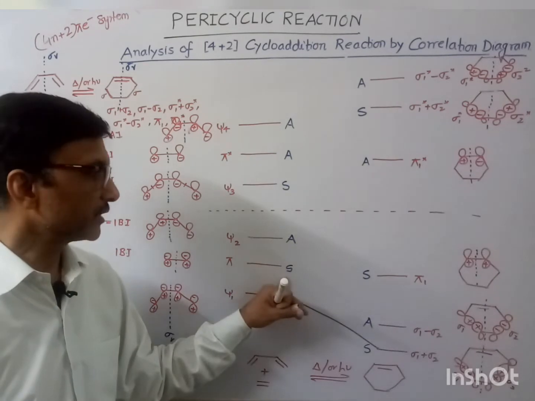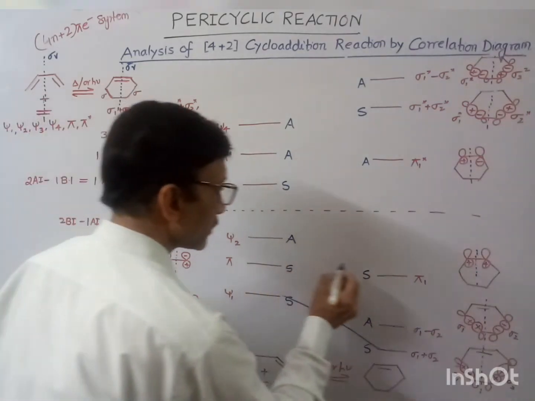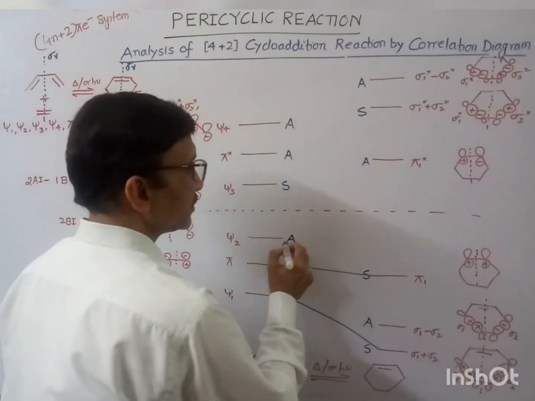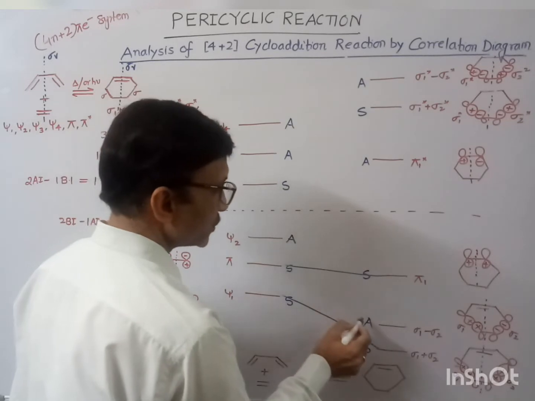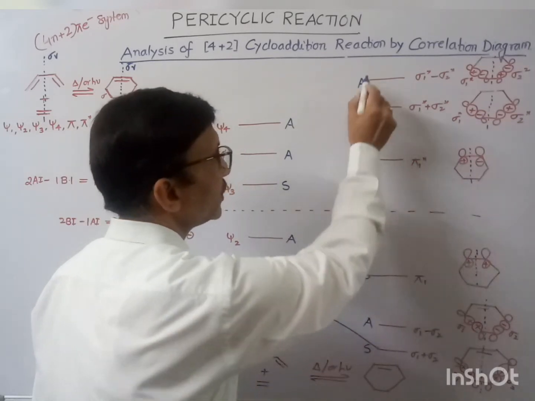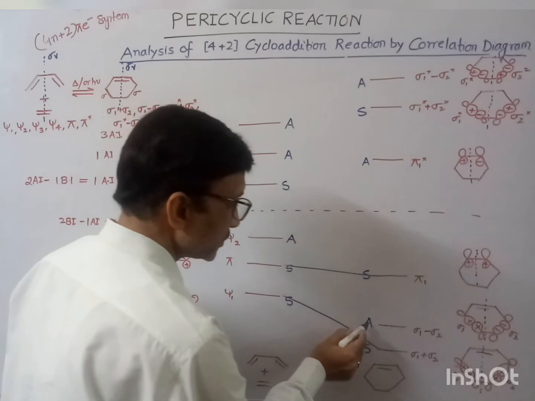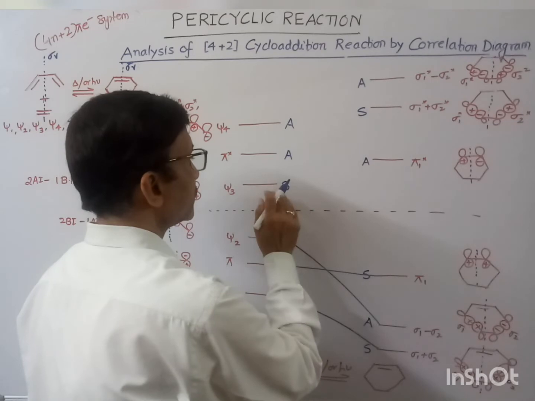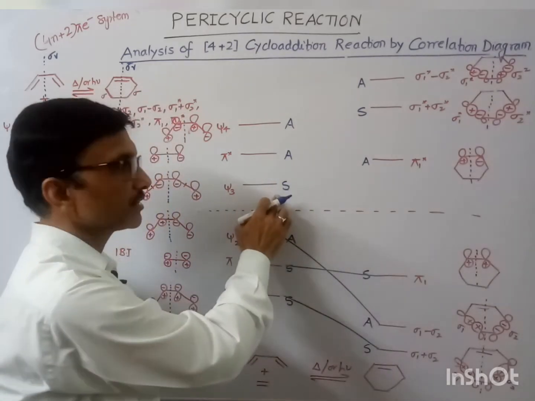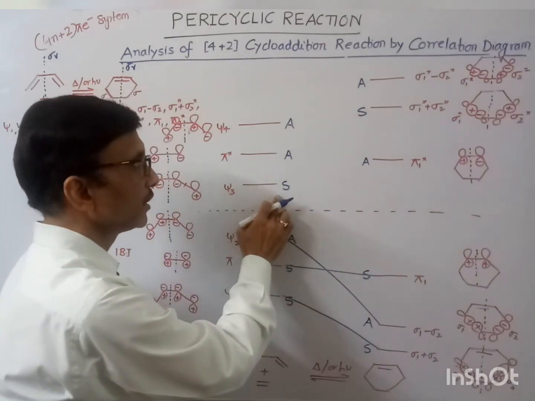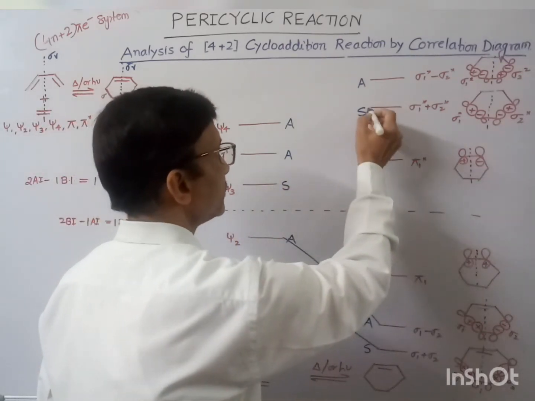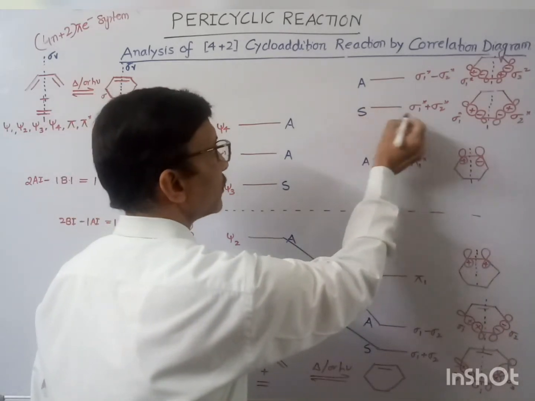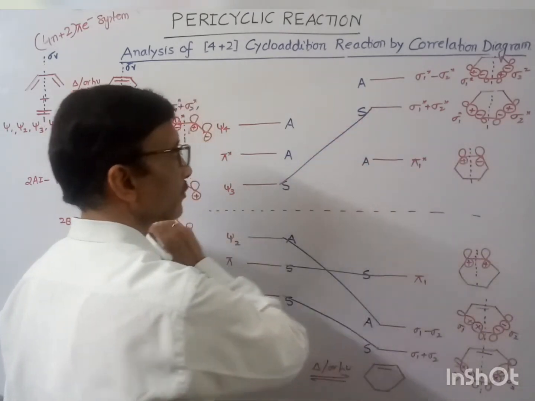Now this symmetric one may be joined here like this, and this anti-symmetric should be joined with anti-symmetric. Here in the product we have 1, 2, 3 anti-symmetric molecular orbitals, but this is having the lowest energy, that's why I should join it here. Now this psi3 is symmetric with respect to sigma v, so that should be joined with the symmetric molecular orbital, and the only symmetric molecular orbital left is this one. So sigma 1 star plus sigma 2 star is the only symmetric molecular orbital left.